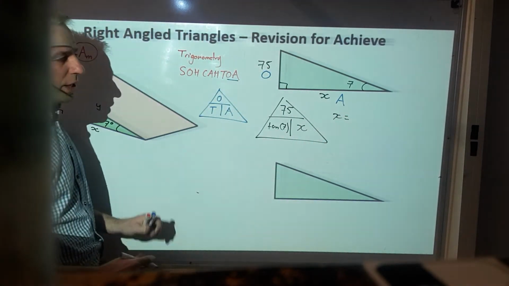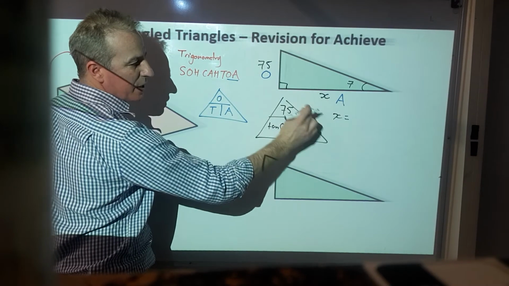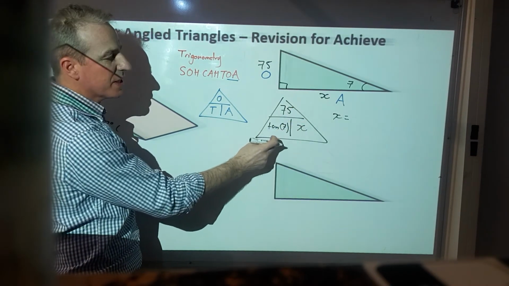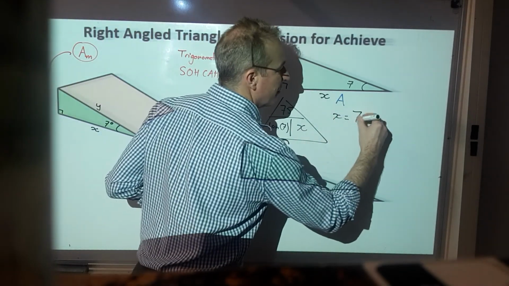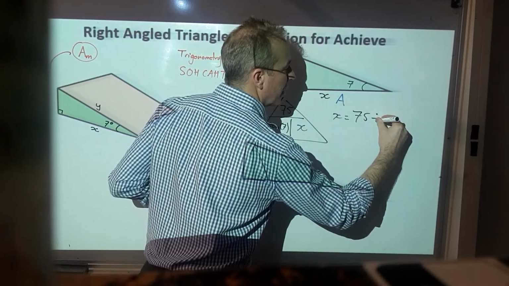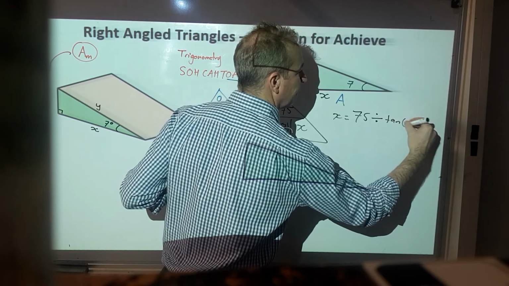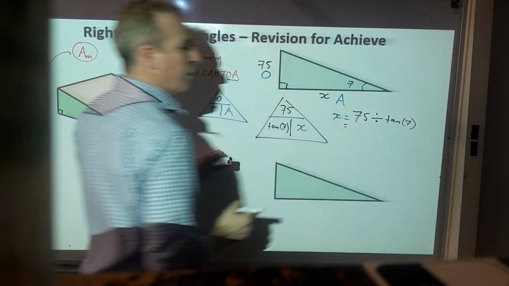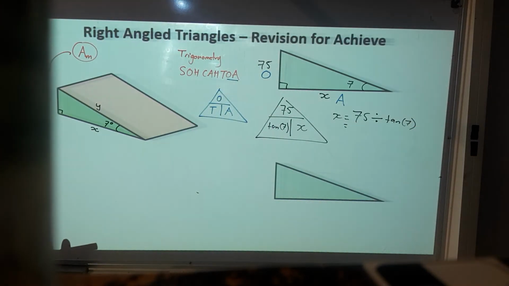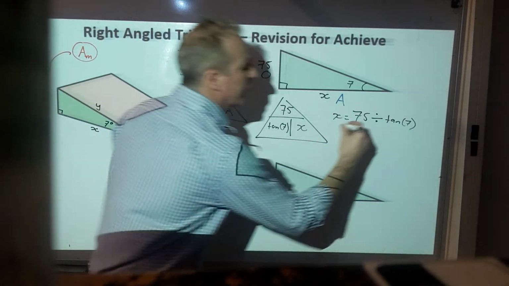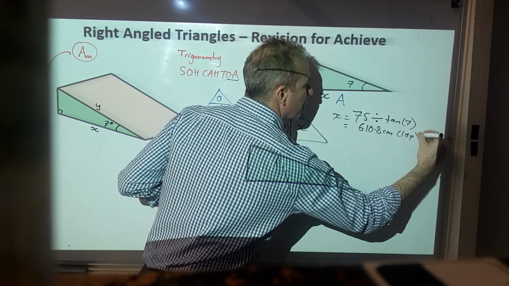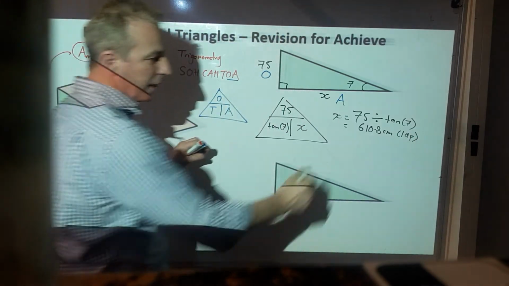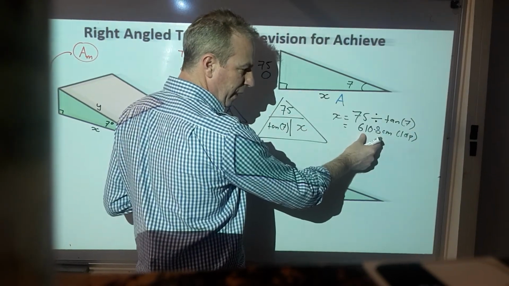X equals, cover it up. We see the 75 is above the tan 7, therefore it should be divided. 75 divided by tan 7. And when we put that into our calculator, we'll find that the answer will be 610.8 centimeters, 1 decimal place. Please remember to use a sensible rounding.